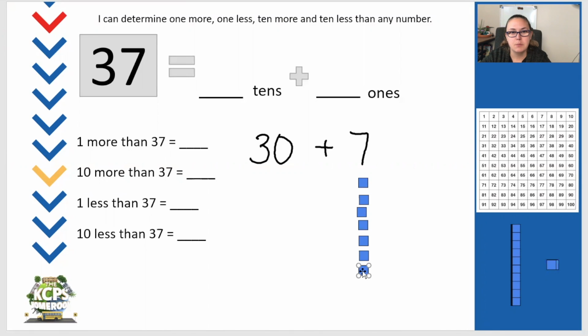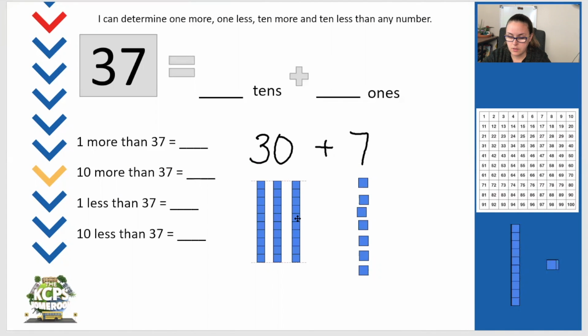Now I don't want to drag 30 individual blocks underneath the number 30. What's a different way I can model 30 using the base 10 blocks we have on hand? That's right. Remember that 1 rod equals 10. How many tens is in the number 30? Well, here's 10. Let's add another one and see if you can count by tens here until we get to 30. So here's 10, 20, and 30. Great job. So the number 37 is made up of 3 tens and 7 ones. And we've modeled it below using the base 10 blocks.